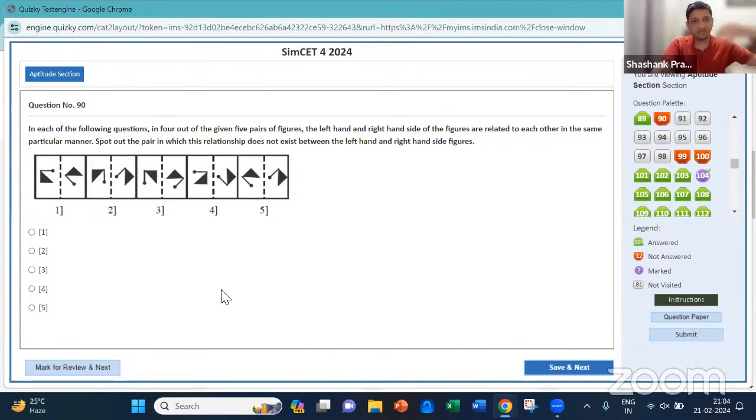Now this is 45 degrees clockwise, 45 degrees clockwise, 45 degrees clockwise, 45 degrees clockwise, 90 degrees clockwise. I'll go with 5.